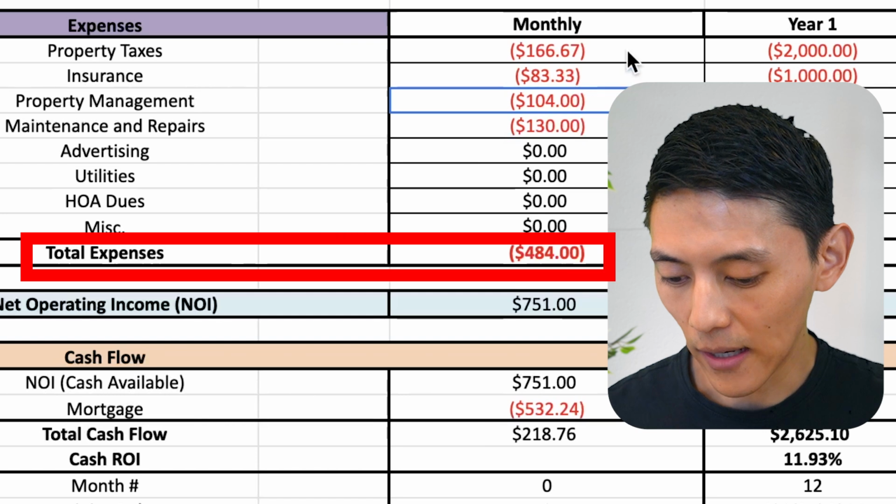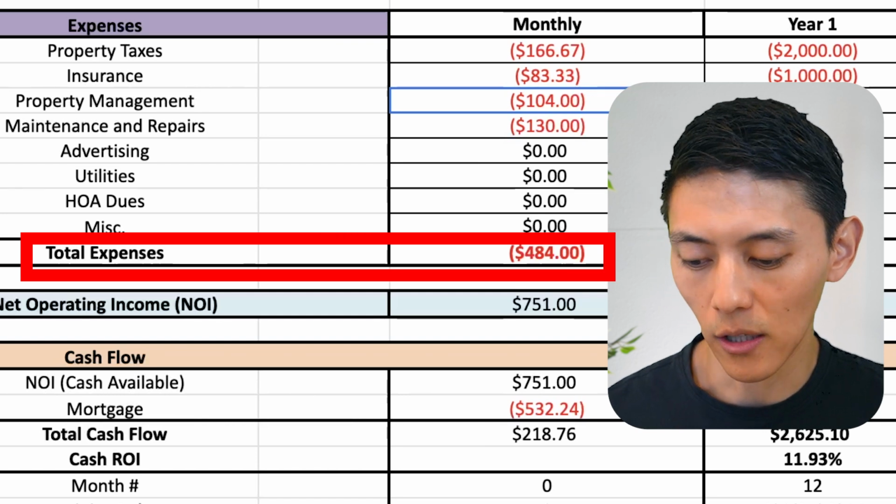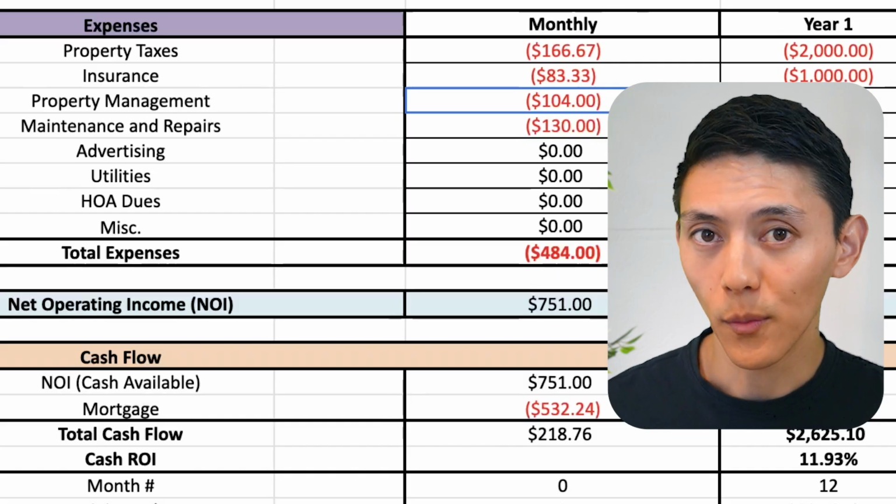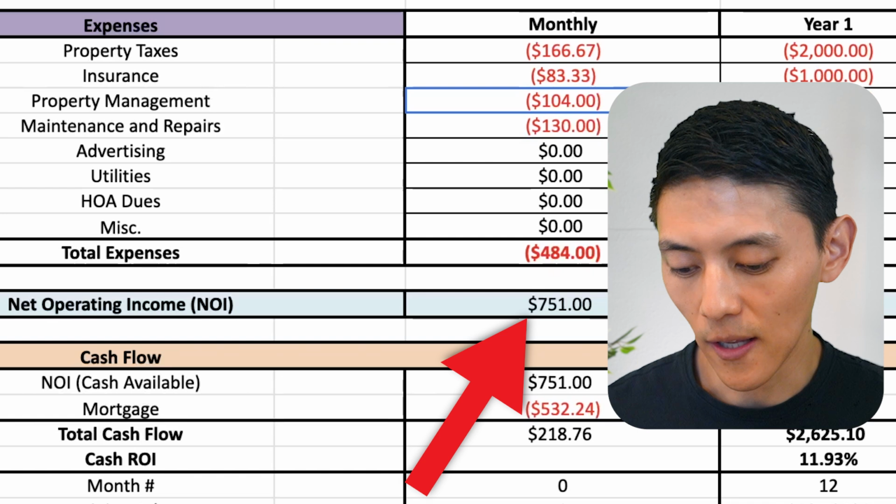Your total expenses after adding all these up is $484. So these are your fixed expenses that you expect to pay, but again, they don't include any random huge things. So just keep that in mind. So overall, your projected net operating income is $751 per month.